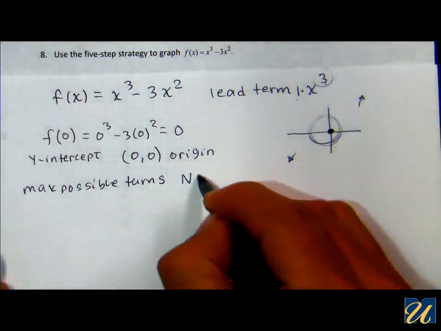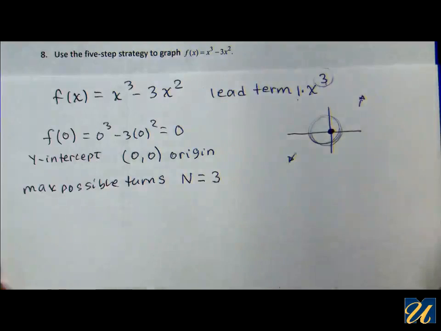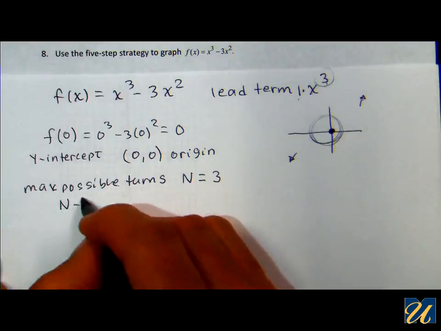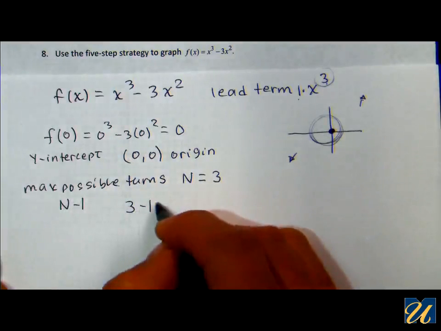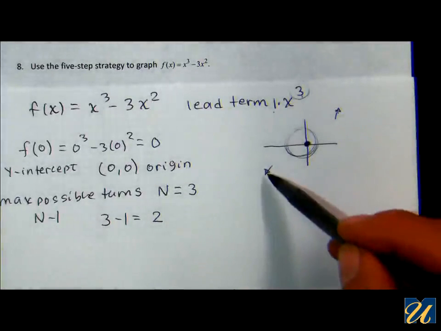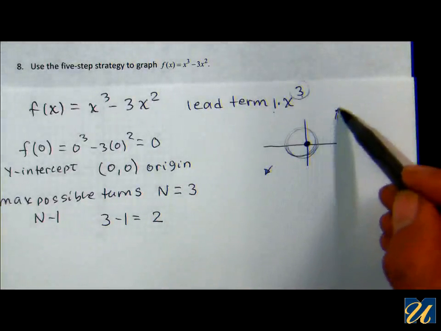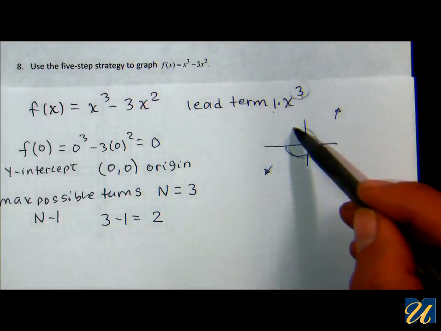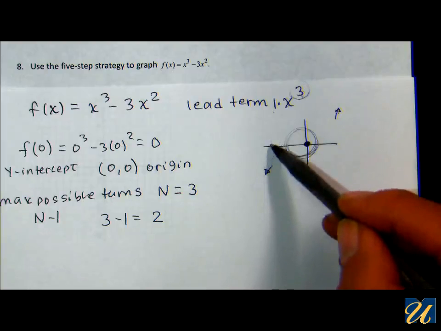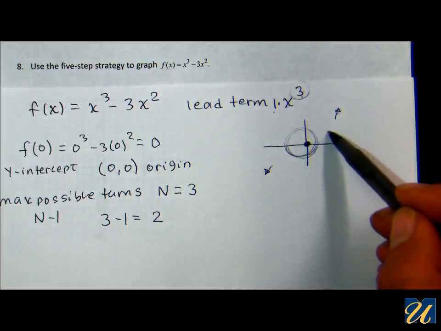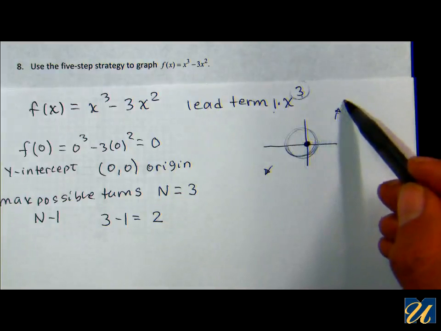So we have the highest degree being 3, x to the third. So the max possible turns is n minus 1. So 3 minus 1 is 2. So it can't turn more than twice. It could come from here right up through here and not turn at all. It could go up and turn. Notice if it went up like this and turned, it would have to turn again to go back up to the right, and then we get 2 turns.